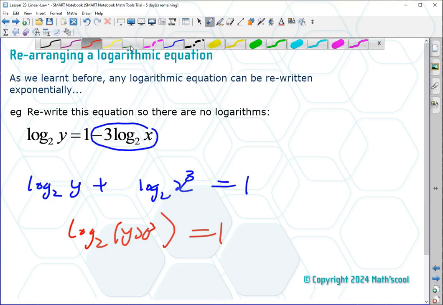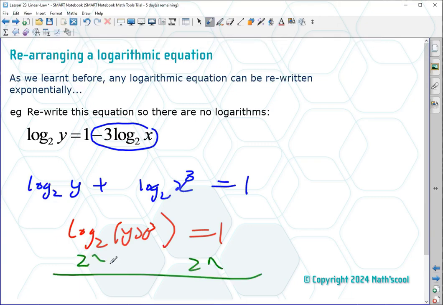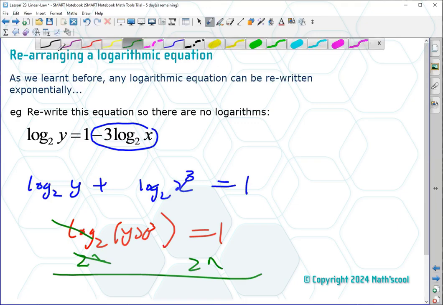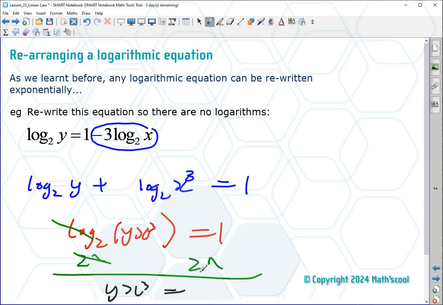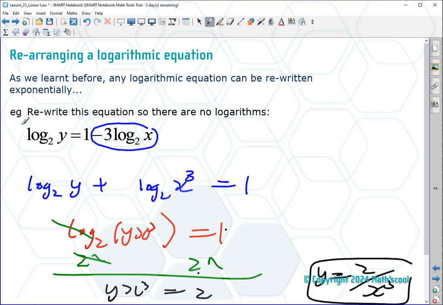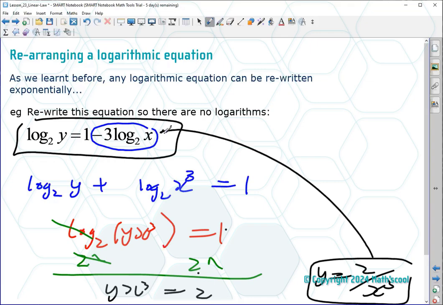And then the opposite of log to the base 2 is 2 to the power of both sides. And so that gives us yx cubed equals 2 to the power of 1, which is 2, so y equals 2 over x cubed. So this equation and this equation are kind of the same equation as each other. You might argue they're not exactly the same, because for this equation, x could be negative, and if x was negative, y would be negative. And in this equation, x and y cannot be negative. And so they're not entirely the same as each other. But if you restrict the domain of this to x is greater than 0, then they are exactly the same as each other.